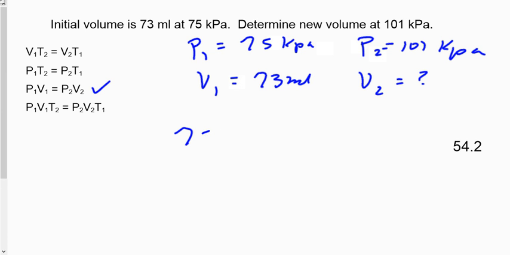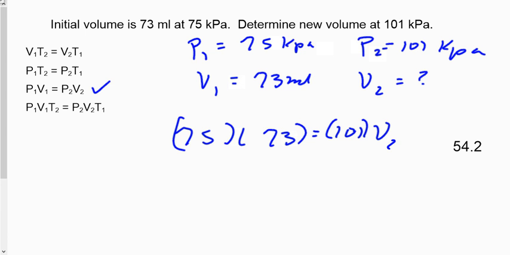So I'm going to take 75 times 73 equals 101 times V2. And then mathematically, all I'm going to do there is divide both sides by 101. It's only the combined gas laws where you have to do parentheses. Okay, so 75 times 73 divided by 101 gives me 54.2, and that's a milliliter volume. So again, do not record that in the simulation though.